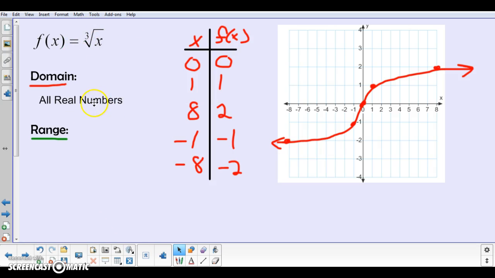My range then would be the same, because there's no limit on what y values I can get, positive y's or negative y's. So I would say that my range is also all real numbers, and this is true for any cube root function, no matter where it is. So that would be the cube root function's parent graph.